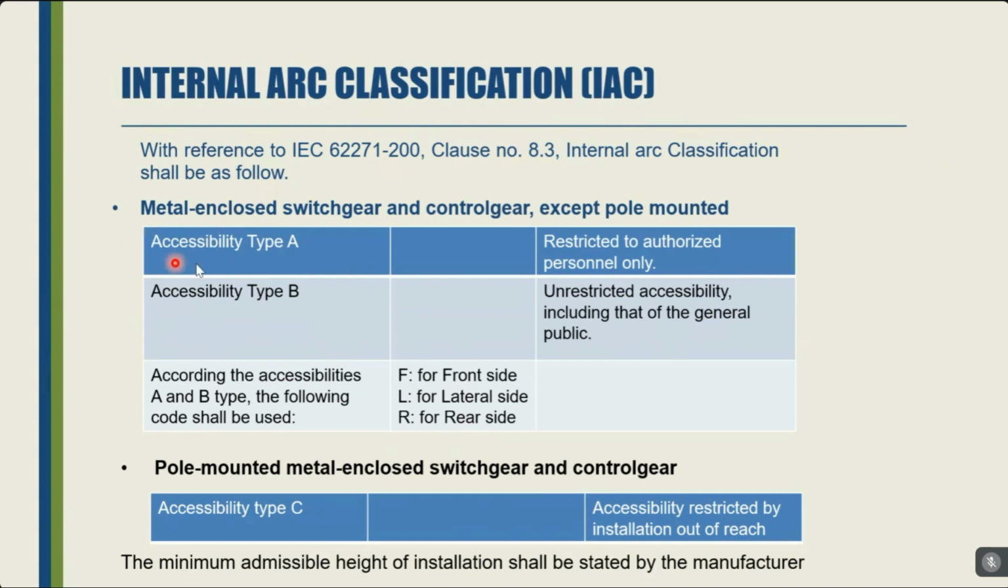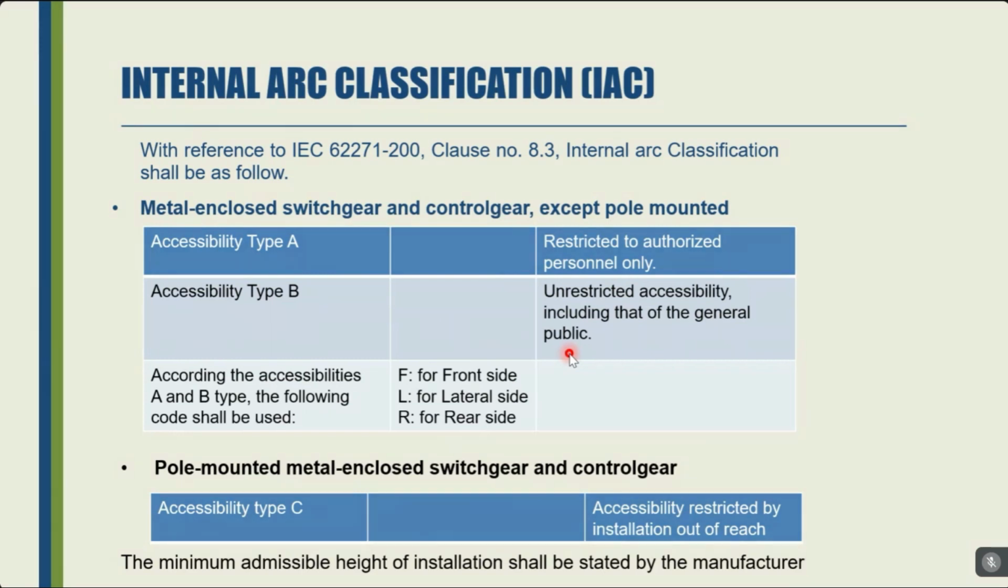There are two types of accessibility defined. First is accessibility type A and accessibility type B. Type A means access is restricted to authorized personnel only. So any person wearing a PPE kit or having authorization will be the only one allowed to access the switchgear. Whereas accessibility type B refers to unrestricted accessibility. Anyone can access the switchgear, including the general public.